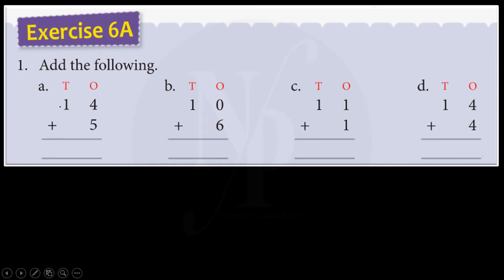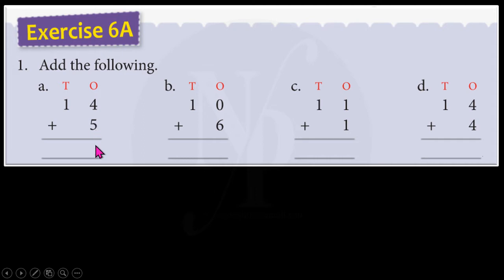Question number 1 A here is 14 plus 5. That means we have to add 5 to 14. For adding, the numbers are given one below the other, appropriate to their place values. 4 and 5 are in ones place and 1 here is in tens place. While adding, we always start from ones place. So we should add 4 and 5 first.